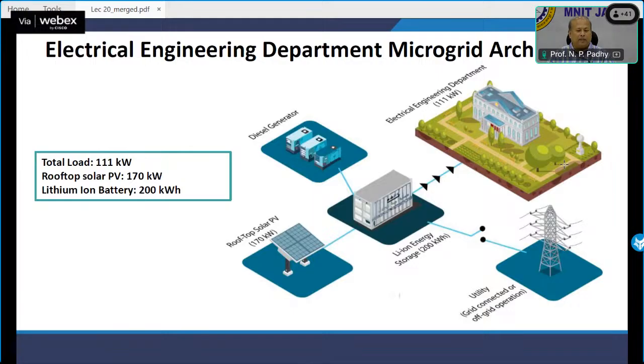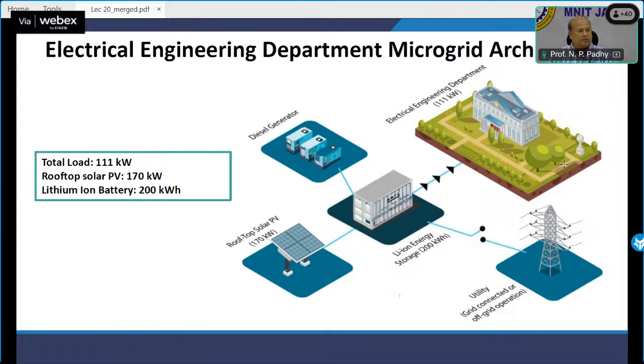So to me, the electrical engineering department of IIT Roorkee is considered to be one of the best examples of a microgrid. As you could see, the rooftop solar is close to 170 kilowatt and the total load is going to be 111 kilowatt. So the PV energy that is being generated, close to 60 kilowatt every hour, is available to me. And if it is fully operational, then probably it is quite enough for me to charge the battery.